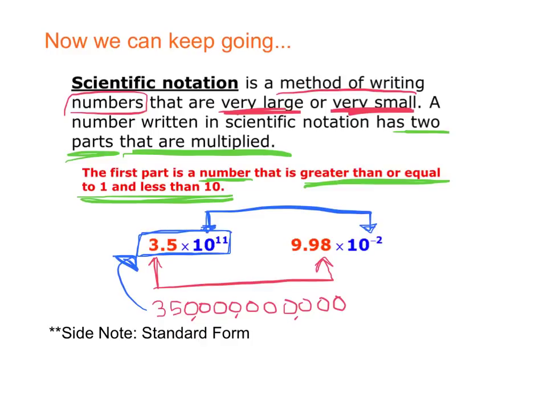And then just a side note here, standard form, which has nothing to do with slope, or what we call decimal notation, is this right here. So writing out 350 trillion is what they consider standard form or decimal notation. So scientific notation is just, in a way, an easier way to write numbers, especially ones that are very large or very small.